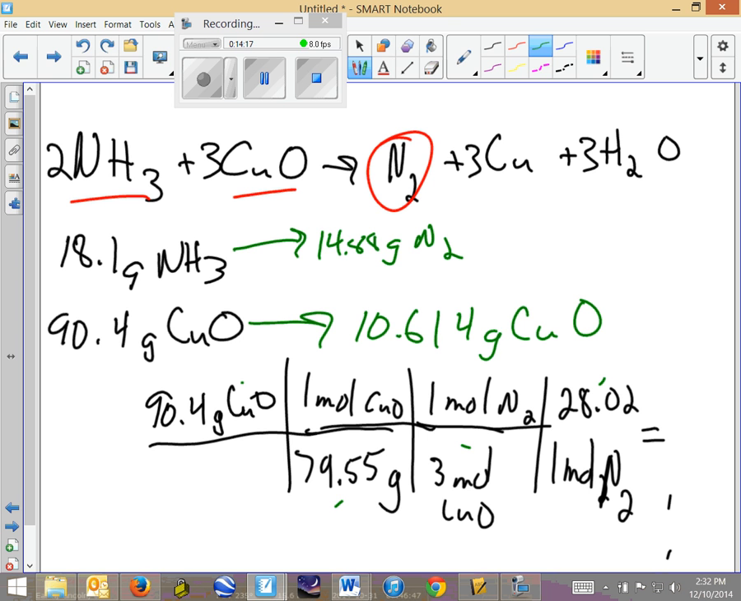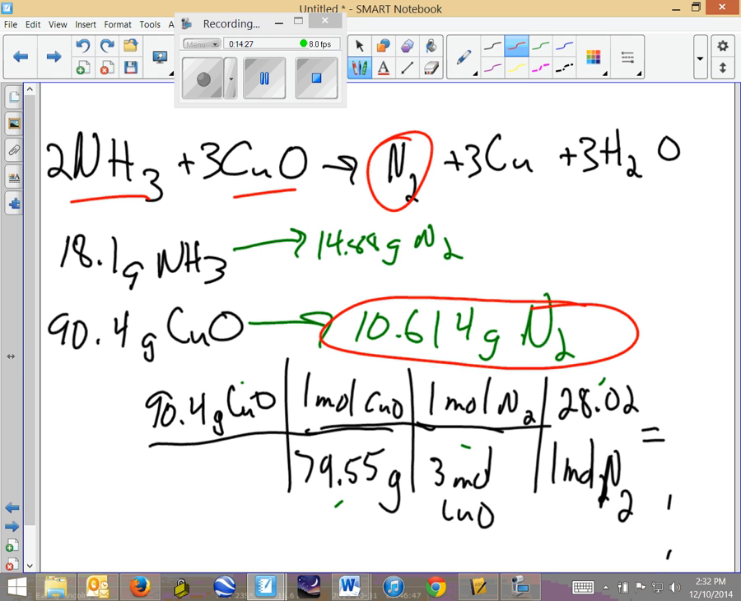Which one is smallest? I want grams of nitrogen. Very clearly, this is our smaller one. So which one do we run out of first? Well, we run out of copper oxide first, and this is all of the nitrogen that we could produce. So this is limiting reactants, looking at which one we run out of first and how we determine which one we run out of first.